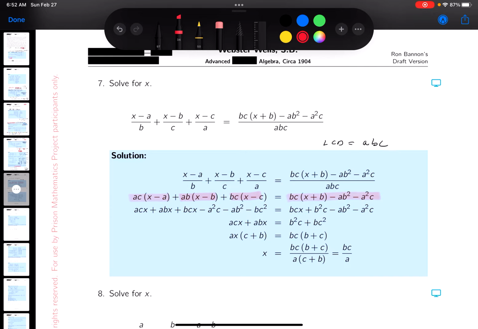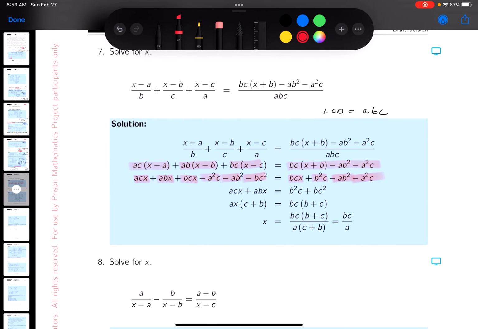They just cancel off. And then what I did was I multiplied it. And I'll put on ACX, ABX, BCX, minus A squared C, minus AB squared, minus BC squared. And I also did the same thing on the other side. I multiplied it out. I get BCX, B squared C, and then these two terms, they were just sitting there. All right? Here comes the problem now.